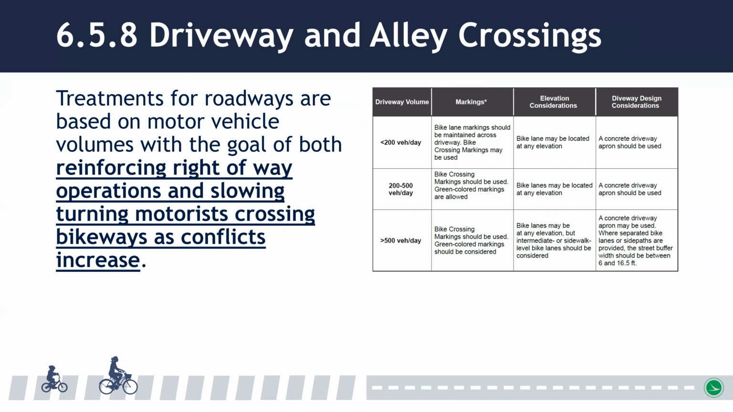When on-street bike lanes cross driveways, the bike lane may be continued with a solid white line if driveway volumes are low, and bikeway crossing markings should be used at higher volume driveways. The goal of the guidance in this table is to reinforce the right-of-way operations as well as the slow speeds of turning motorists as they cross the bikeway. The MDG also provides additional details for separated bike lanes, side paths, and corridors where on-street parking is present, as well as locations where driveways are closely spaced.